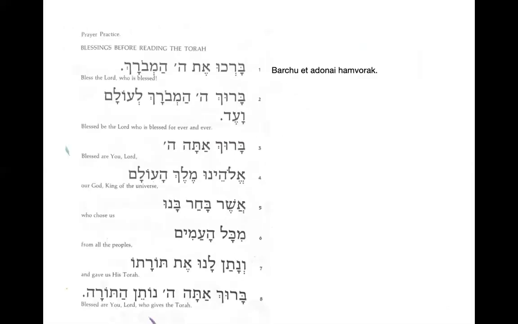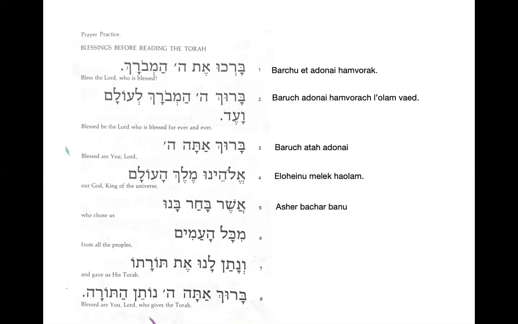So let's read the blessings before the Torah. Baruch et Adonai hamvorach. Baruch Adonai hamvorach leolam va'ed. Baruch atah Adonai Eloheinu melech haolam asher bachar banu mikol ha'amim, venatan lanu et Torato. Baruch atah Adonai noten haTorah.